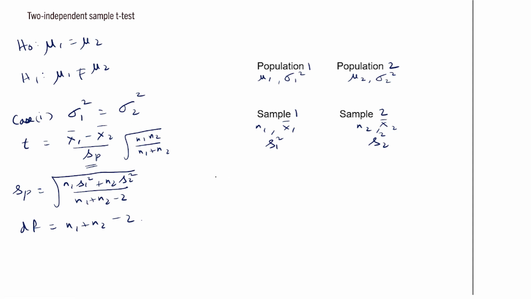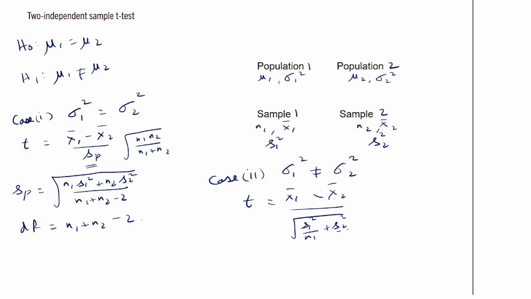Now we have another case. Case 2, when the population variances are assumed to be unequal. When the population variances are assumed to be unequal, the hypothesis remains the same. Only the test statistic T changes. Here we have to find T as x1 bar minus x2 bar upon root of s1 square by n1 plus s2 square by n2. This is how we have to find T.